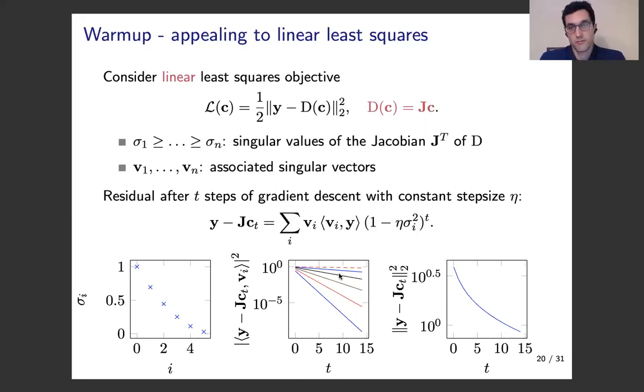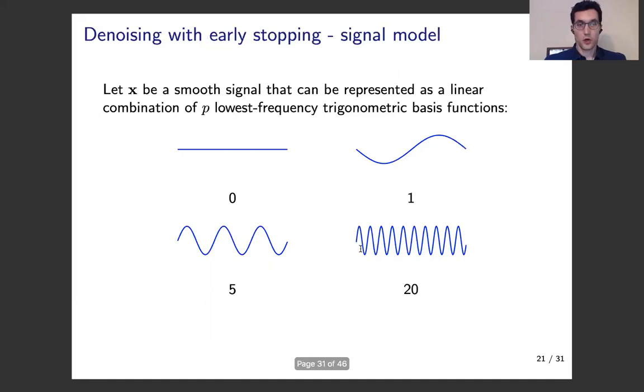What happens in linear least squares is that different components of the signal get fitted at different rates. And what happens in the neural network is conceptually very similar. Different components of the signal, of the image in that case, get fitted at different rates. So that's really what happens. And we can make that formal as follows.